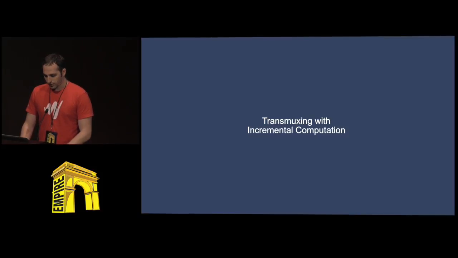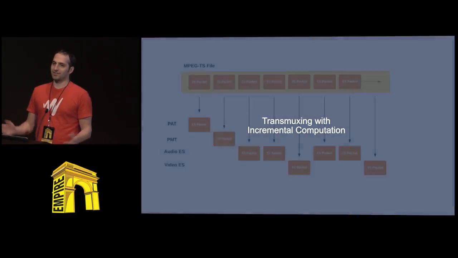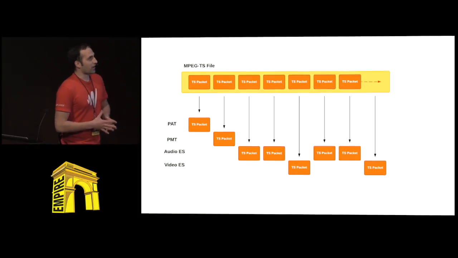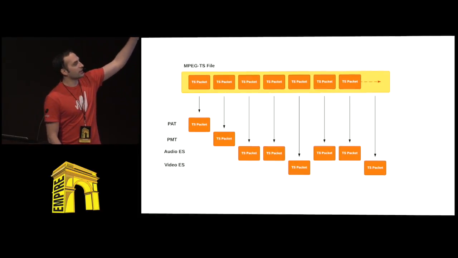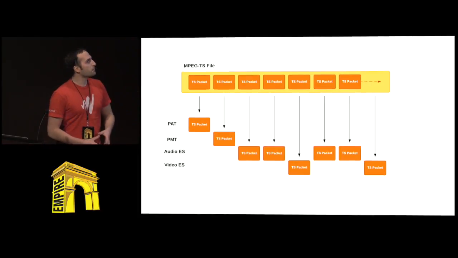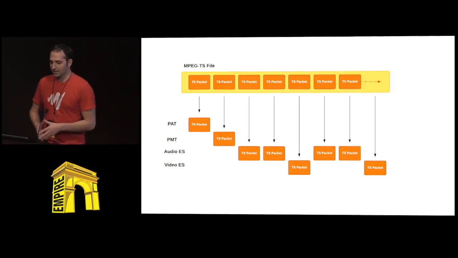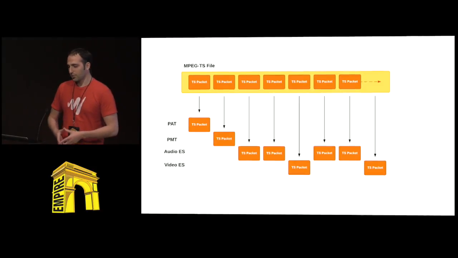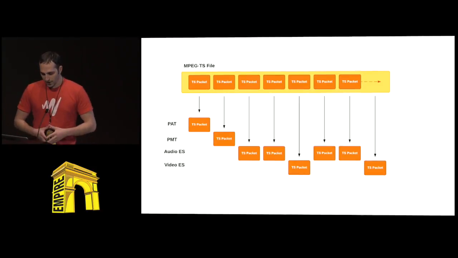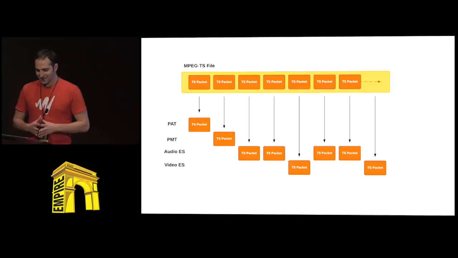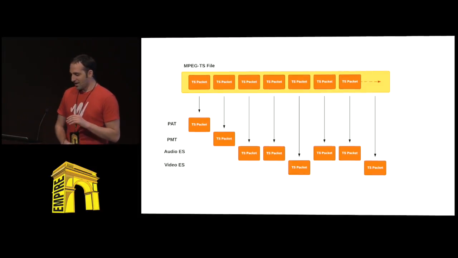So in order to talk about how we do incremental computation, you kind of have to know what's happening, right? All right, MPEG TS file, this is what it looks like. It's a big binary file, and it's composed of a bunch of TS packets. Each TS packet is exactly 188 bytes. The first 4 bytes are headers, and no one really gives a shit. Can I swear? I just realized that.